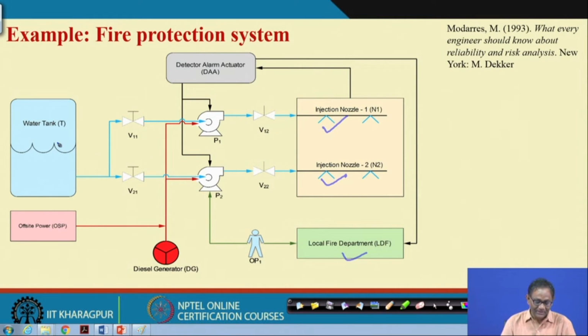You see that pump 1 and pump 2 take water from the water tank. There is always off-site power available. In case off-site power is not available, the diesel generator will supply power, and the batteries for these systems are always recharged, and available even if electric power is not available.